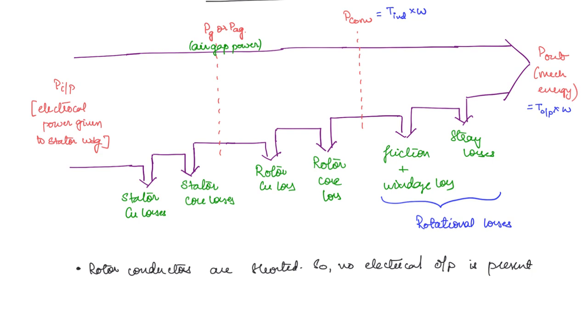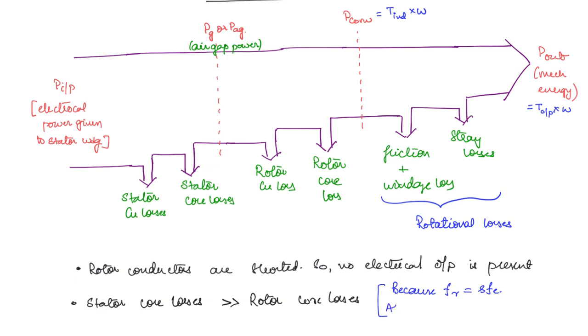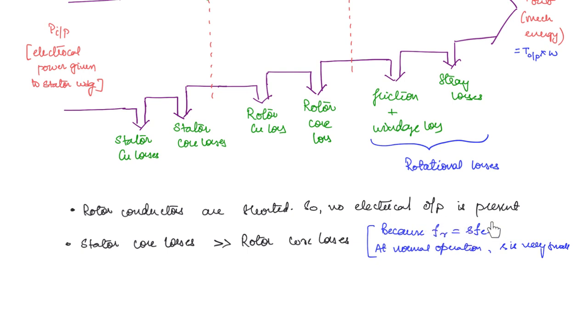Another important point is with regards to the core losses. The stator core losses are much higher as compared to the rotor core losses. This is because under normal operation the slip is very small, right? And when slip is small, what will happen to the rotor frequency? We know that the rotor frequency Fr is equal to S times Fe, and at normal operation S is very small, because the speed will be nearly synchronous speed. It will not be equal to synchronous speed, but it is nearly equal to it. Then the rotor frequency is actually very small, and the core losses depend heavily on the frequency. So since the rotor frequency is very low, the rotor core losses will be much less in comparison to the stator core losses.